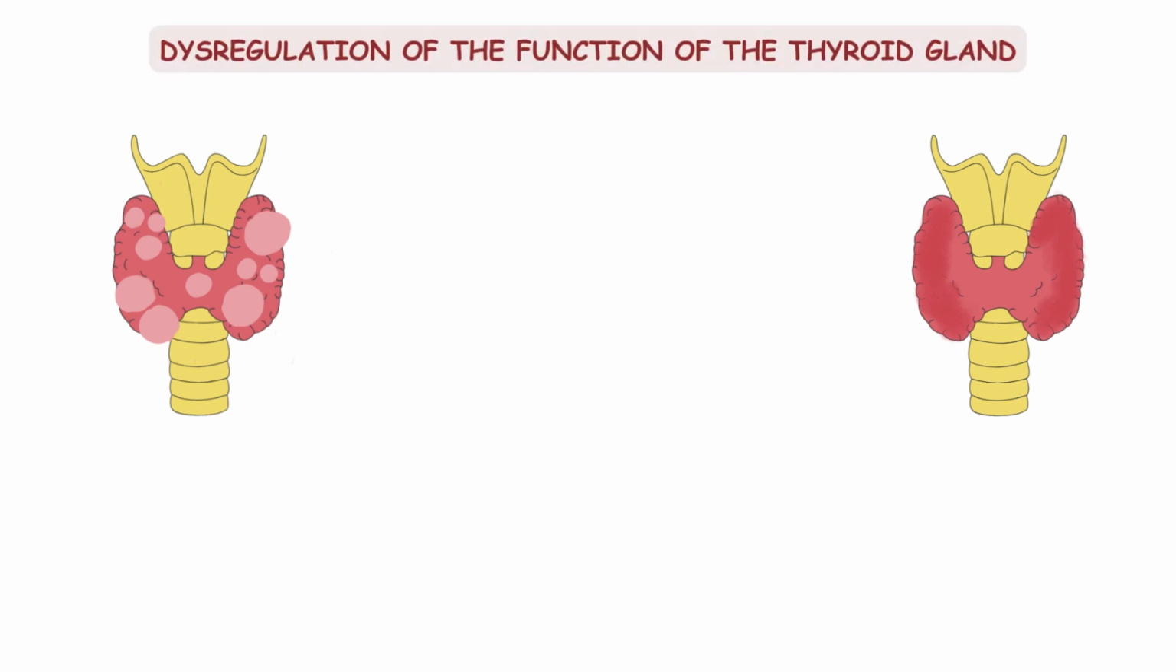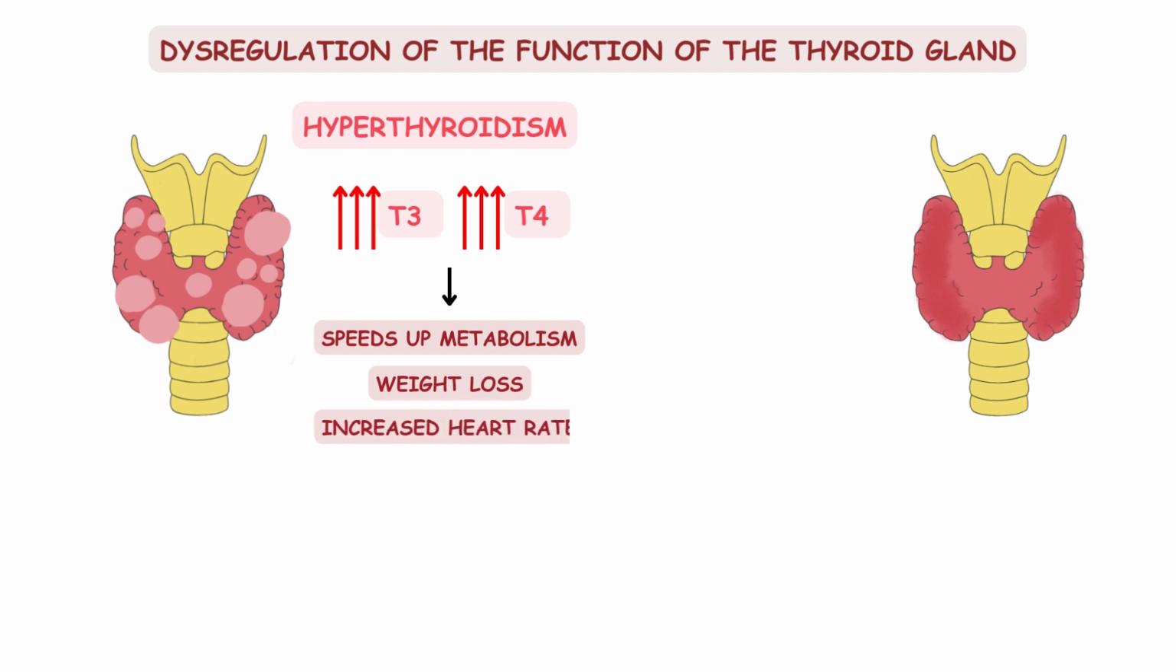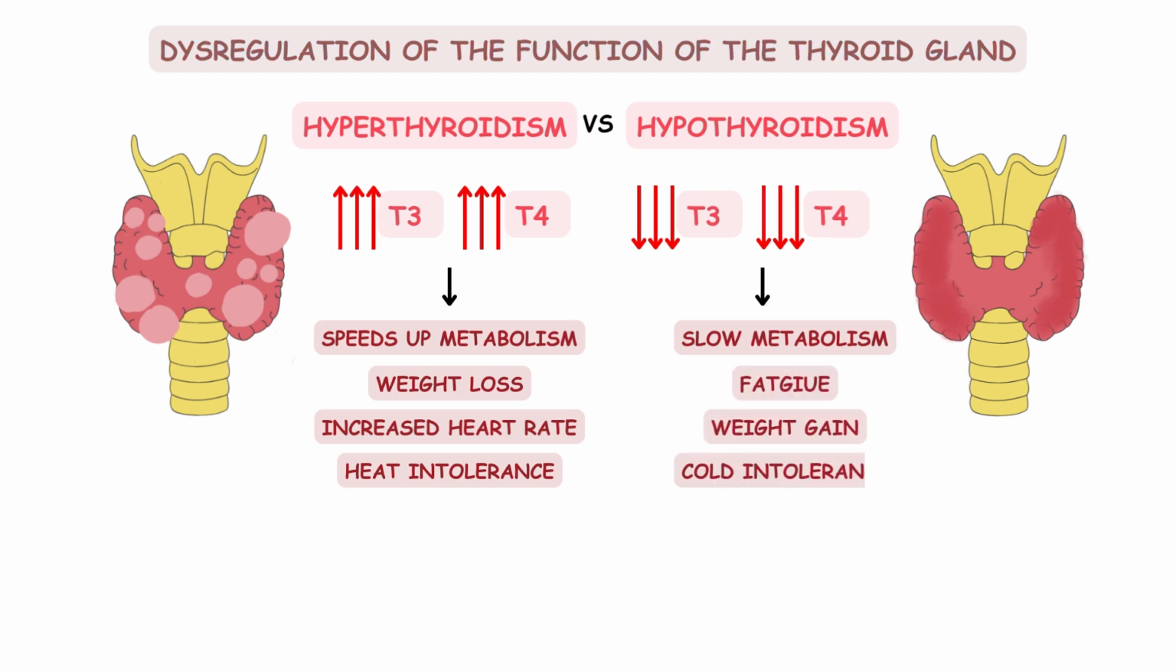thyroid gland. They are presented in the body as hyperthyroidism, where excessive hormone production speeds up metabolism, leading to symptoms like weight loss, increased heart rate, and heat intolerance. Or hypothyroidism, where insufficient hormone levels slow metabolism, causing fatigue, weight gain, and cold intolerance. But about them in another video.